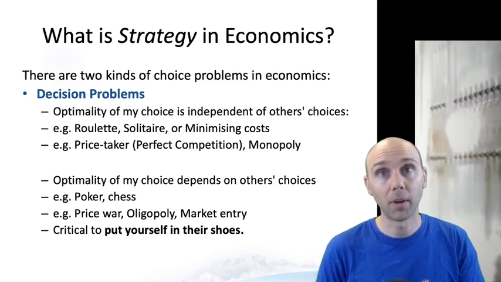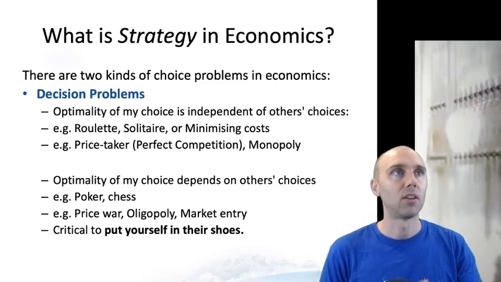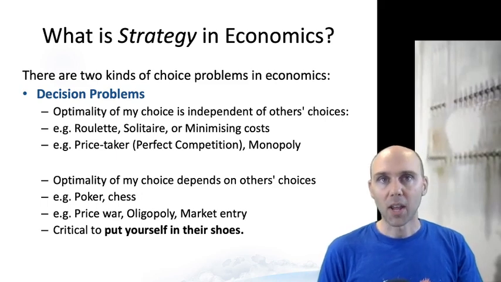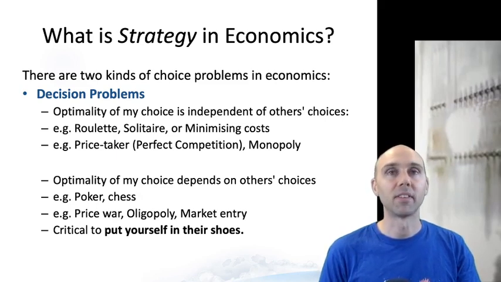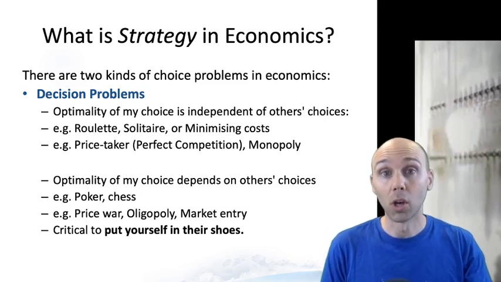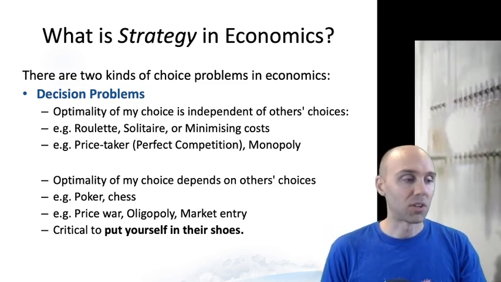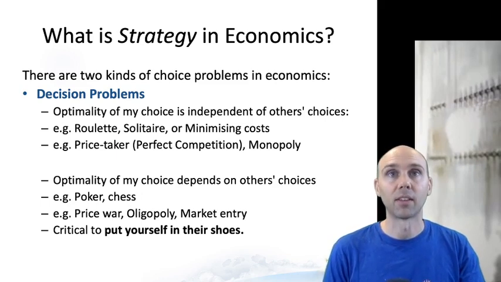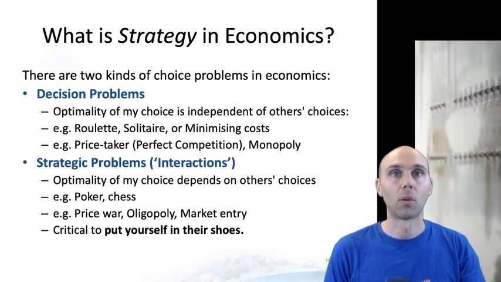In the case of Monopoly, of course, there are no other players you have to worry about. But in games like poker, chess, things like this, your best move depends on what the others are going to do, what you think they're going to do. Where you serve in tennis, to which corner you kick the ball for a soccer penalty kick, these sort of things. These are strategic problems.